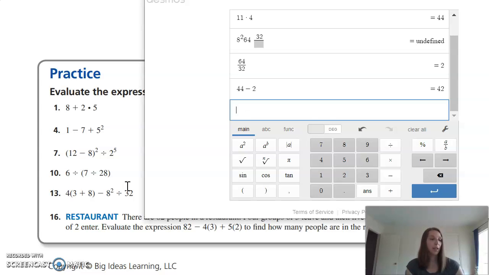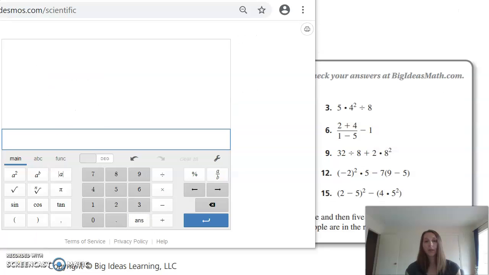And the last one we'll do together is 15. Okay, this one also has a few steps. 15 reads (2 minus 5) squared minus 4 times 5 squared. So we have exponents and we have parentheses and we have subtraction. So we're going to take it step by step. We have to do parentheses first. So let's start here. 2 minus 5 is negative 3. And complete that exponent. Negative 3 squared.